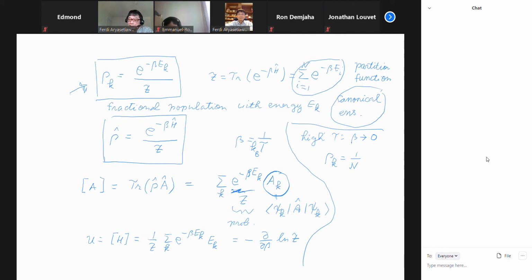So that again fits with our understanding of entropy. At high temperature, the system becomes very random. It's the most random case. So then each state is equally populated with these fractions, 1 upon n. It's the very high temperature limit.